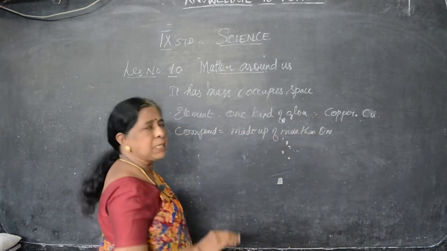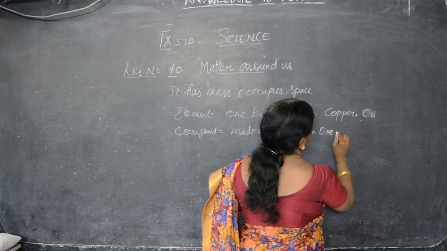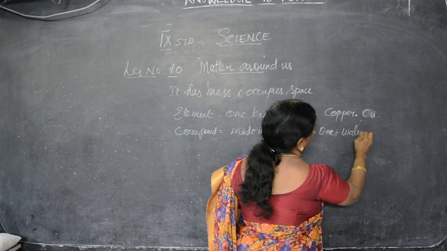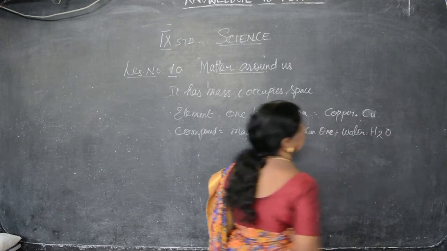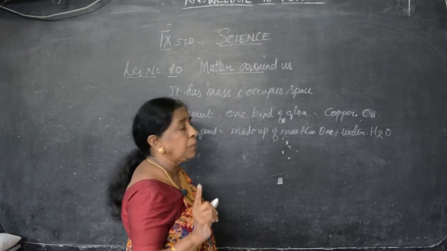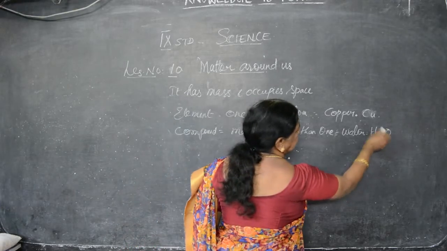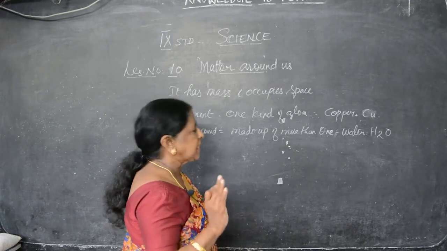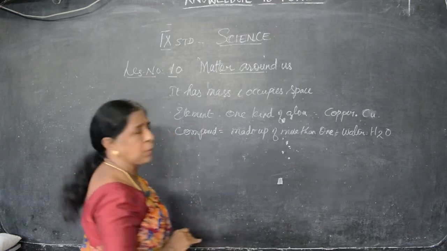Then compound is more than one, I say. For example, we can say water. What's the formula for water? H2O. That is two atoms of hydrogen, one atom of oxygen. How many elements are here? Two elements. One is hydrogen, the other one is oxygen. What ratio are they in? 2:1. So when elements are combined together in a fixed ratio, that is a compound.